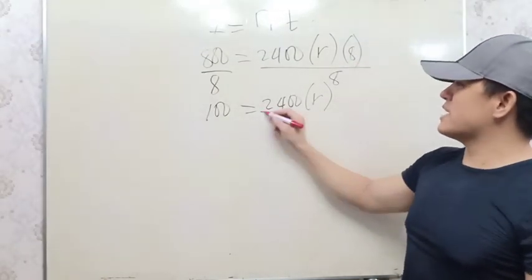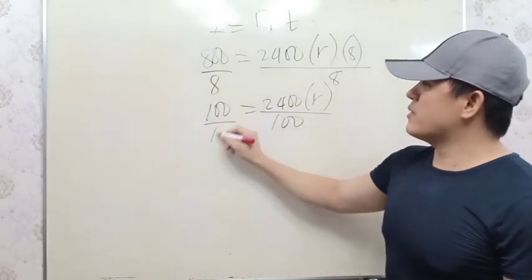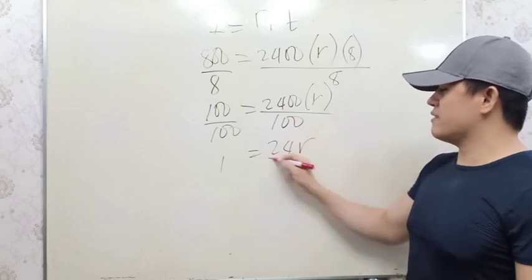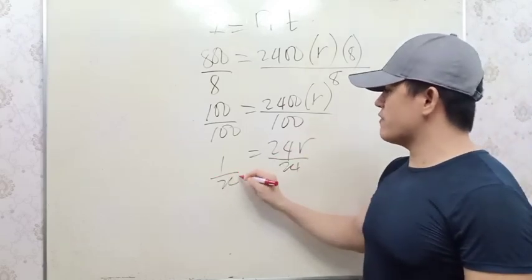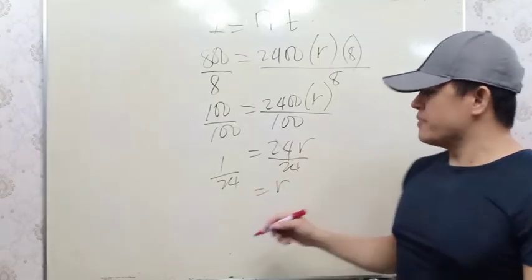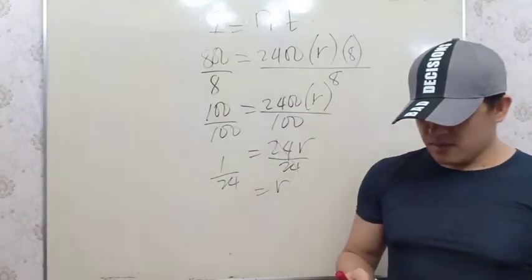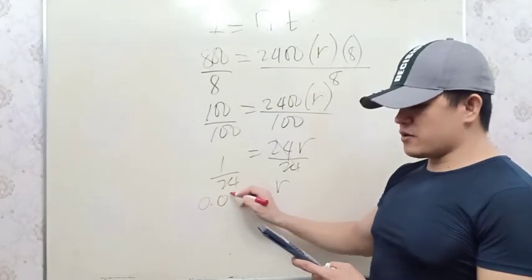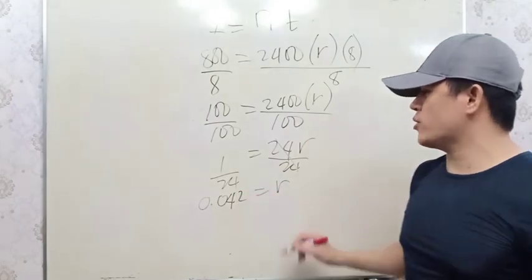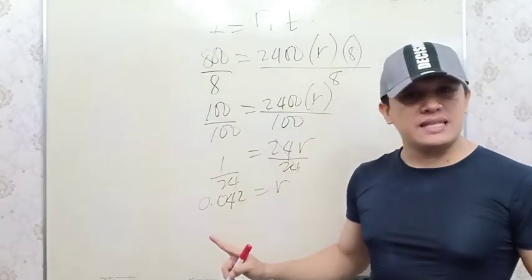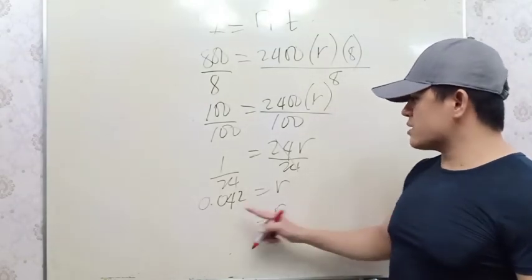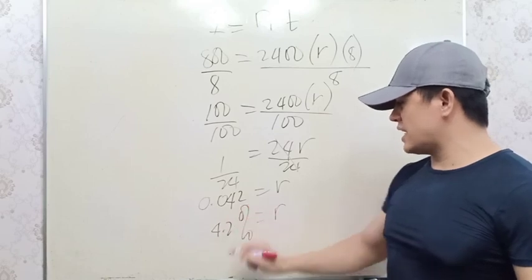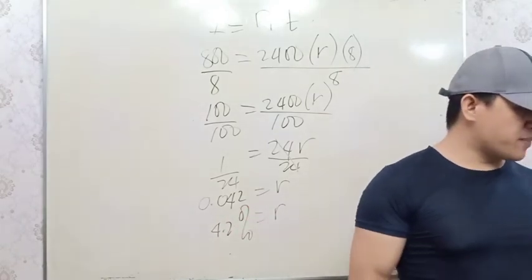And since this one is 100, divide by 100, this one is equal to 1, and this one is just 24R. So divide by 24 on both sides. R is equal to 1 divided by 24, that is 0.0416 or 42. Multiplying it by 100 because we're getting the interest rate, we have R times 100, that is 4.2%. So that is being asked there. 4.2%.